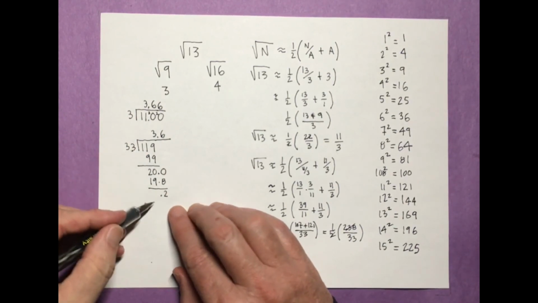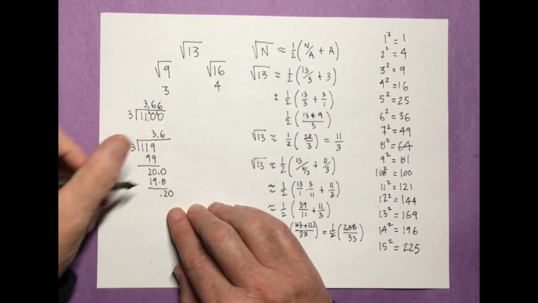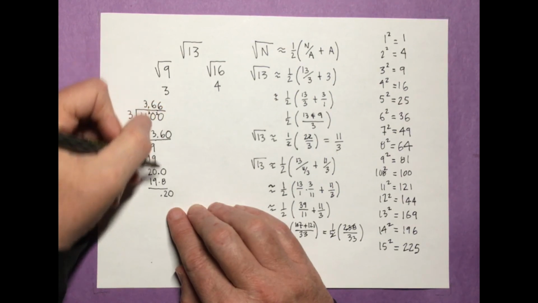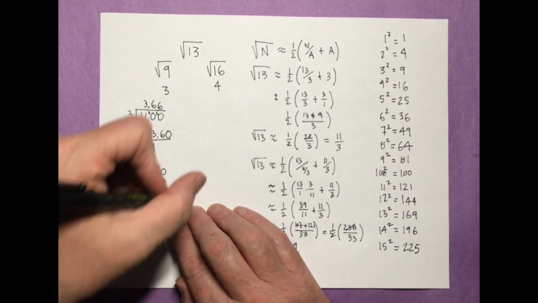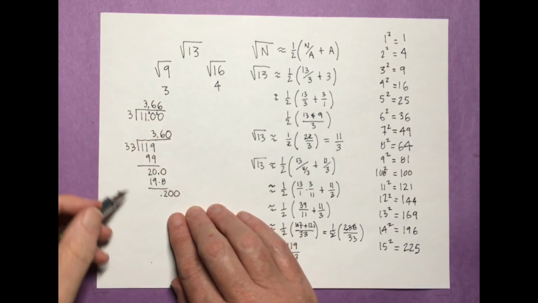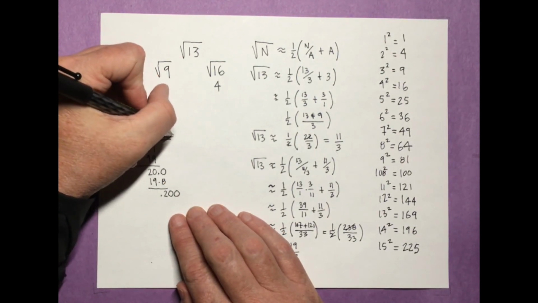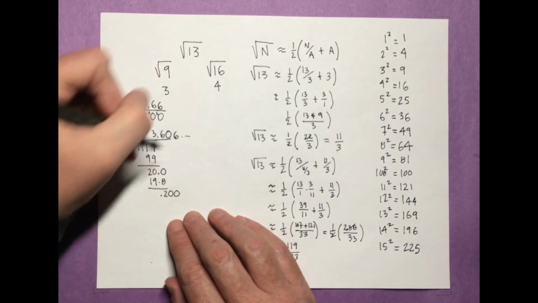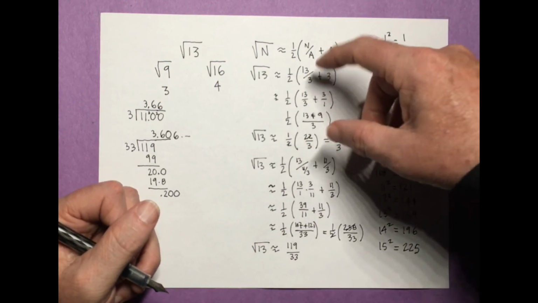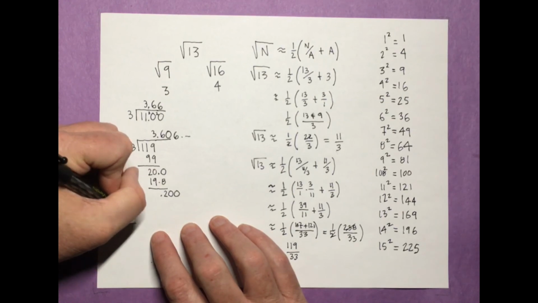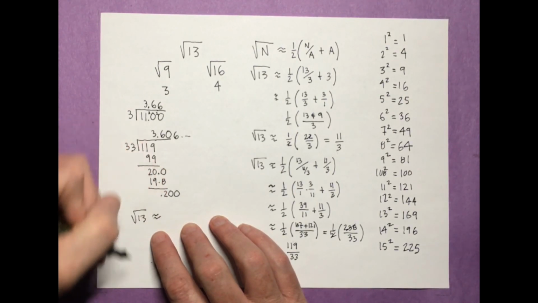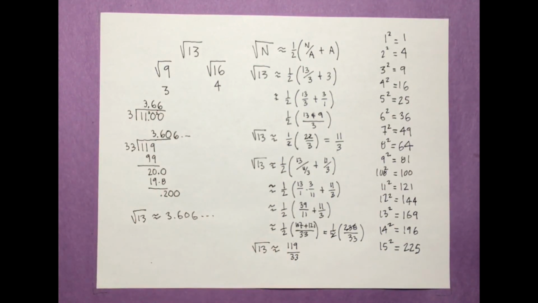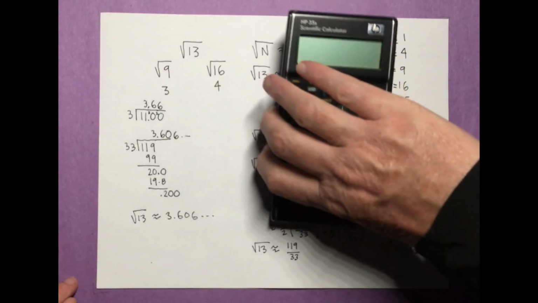Well, 33 doesn't go into 2, so I'll tack on a 0. But 33 doesn't go into 20 either. So that means I have a 0 up here in my quotient. So I need to tack on yet another 0. And we can see what's going to happen here. This is going to be 6, because 33 goes into 206, and that's just going to repeat forever. So after 2 iterations, it seems that the square root of 13 should be approximately equal to 3.606, and so on. Well, let's get out our calculator and see how close we came.